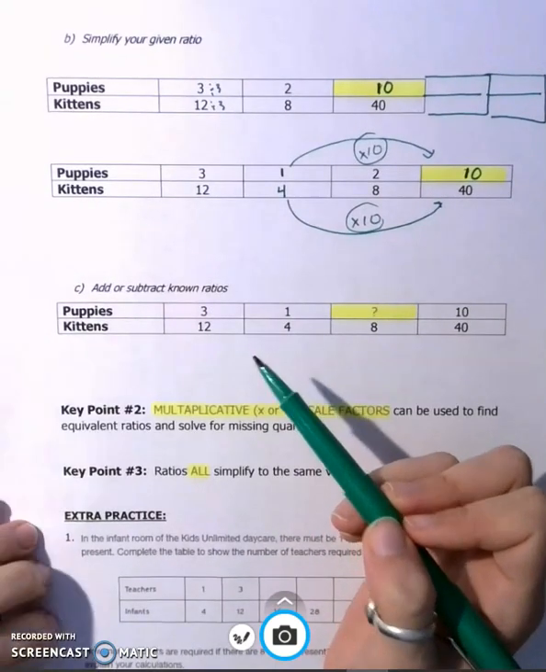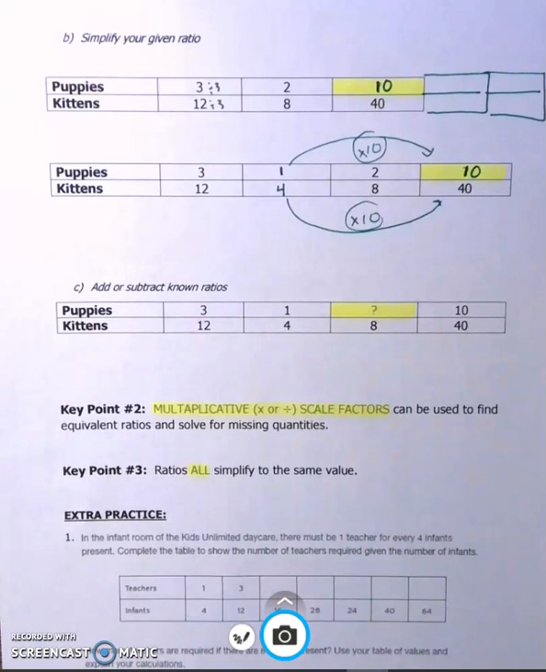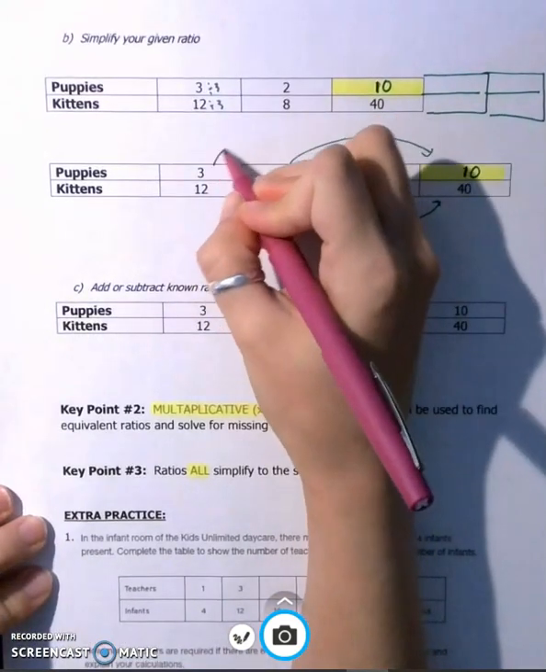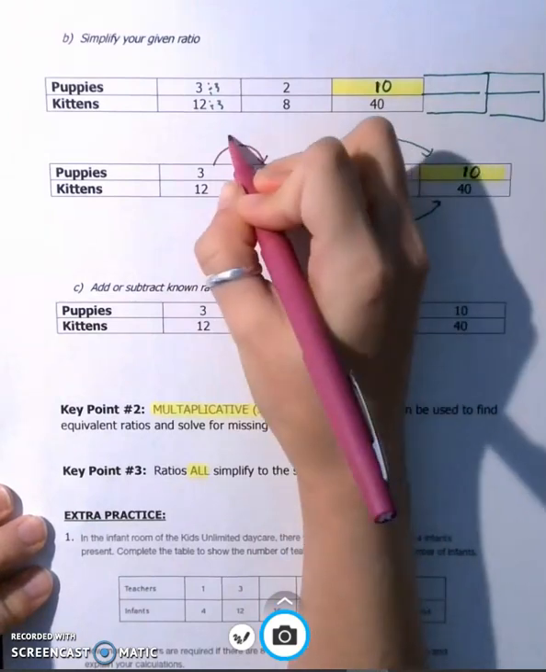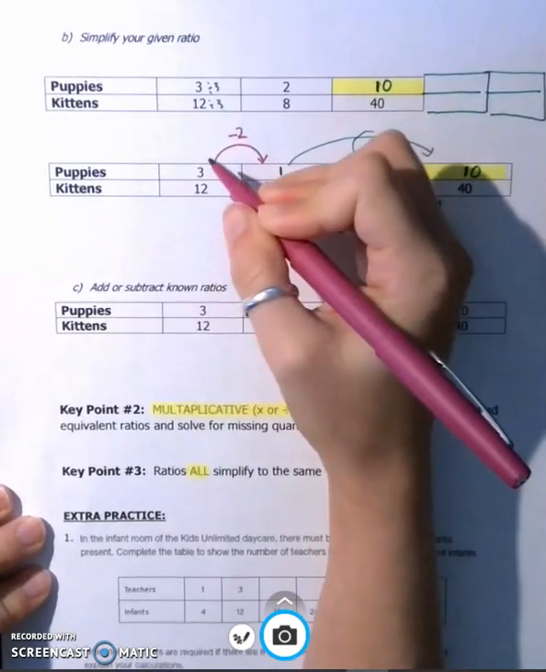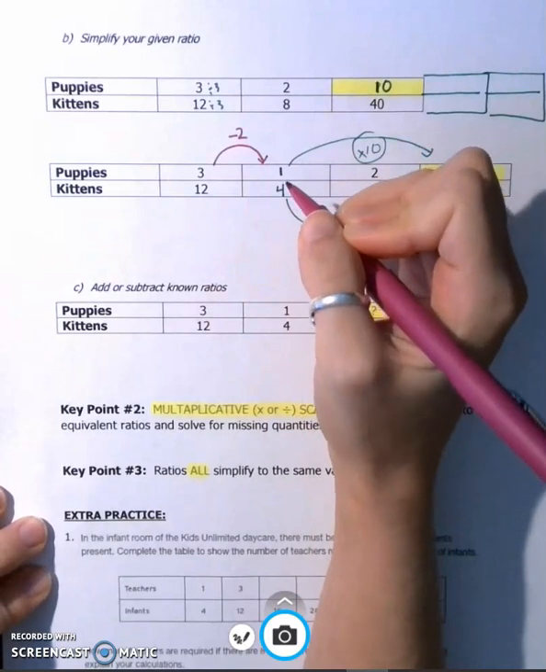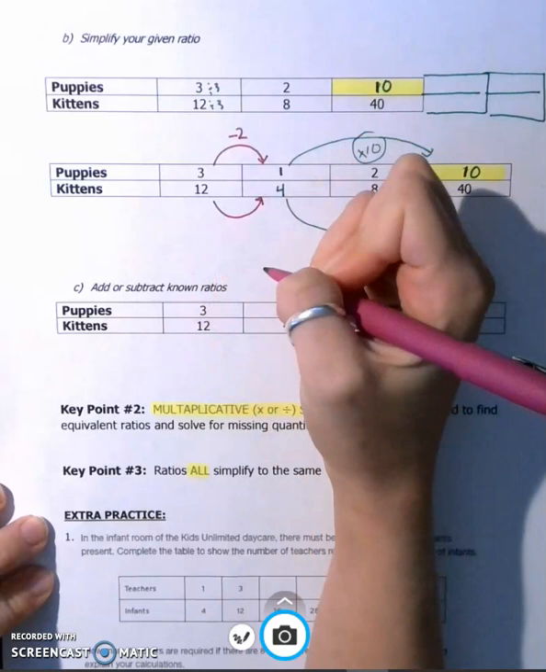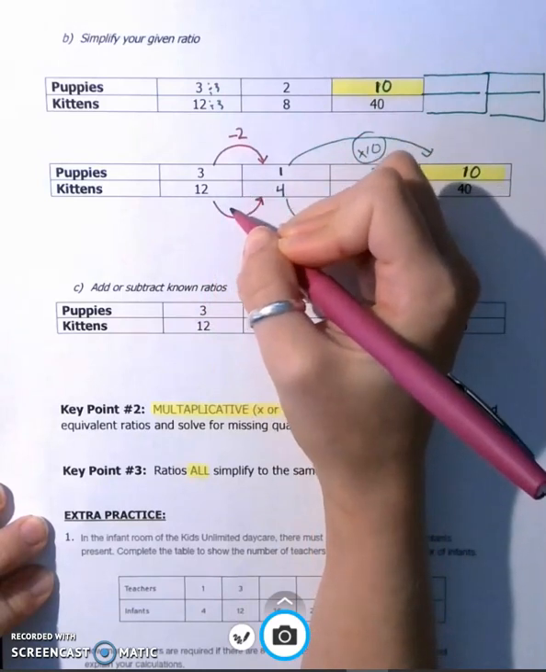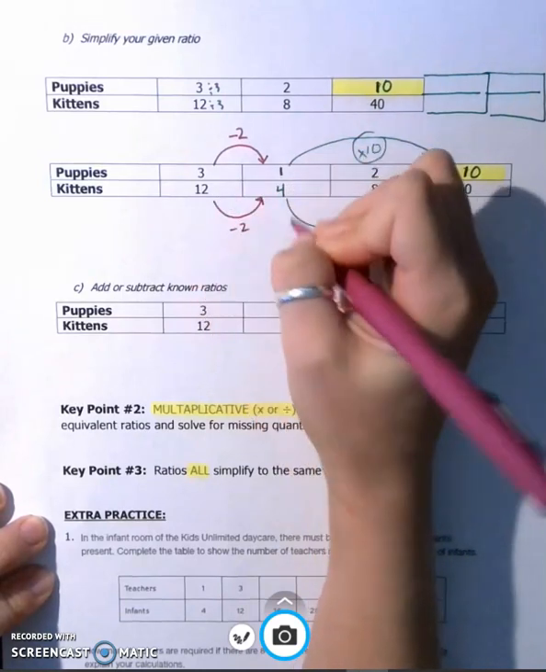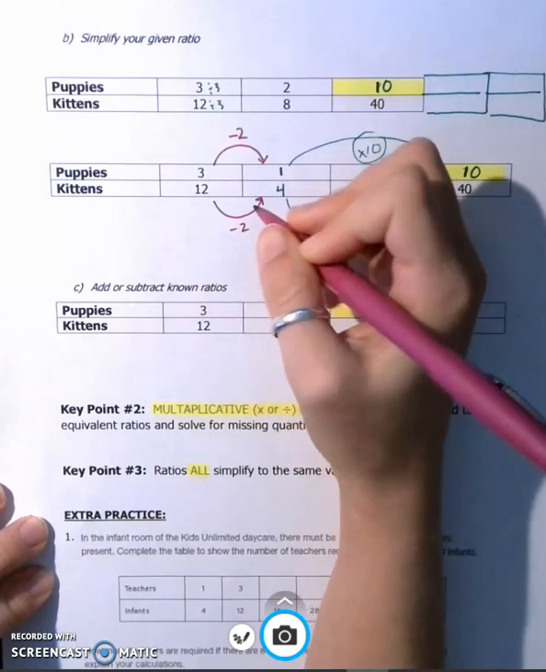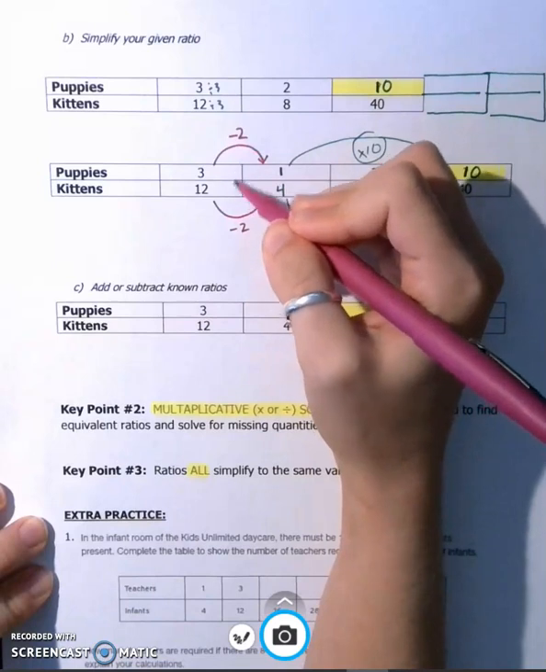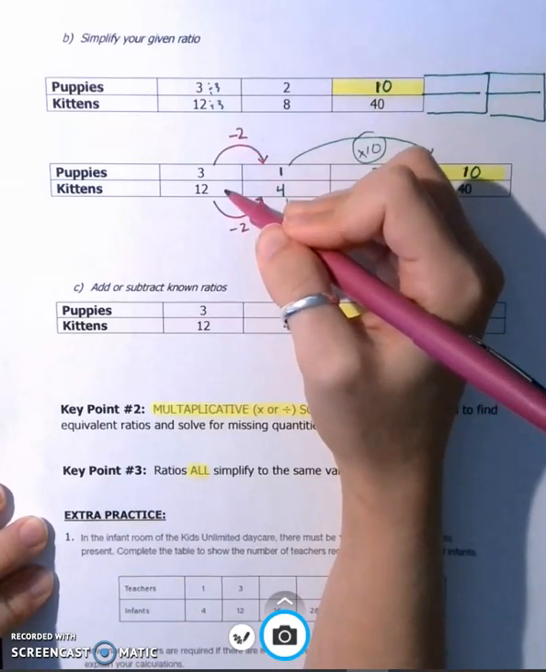Let me show you an example. I'll switch colors. If you used an additive scale factor, you said, ooh, 3 and 1, I see a relationship there. If you subtract 2, 3 minus 2 is 1. That's totally true, but it's not true for the other part of your ratios, for the kittens here. 12 minus 2 does not equal 4. So we cannot find an additive scale factor that will work for both parts of your ratio, the puppies and the kittens.